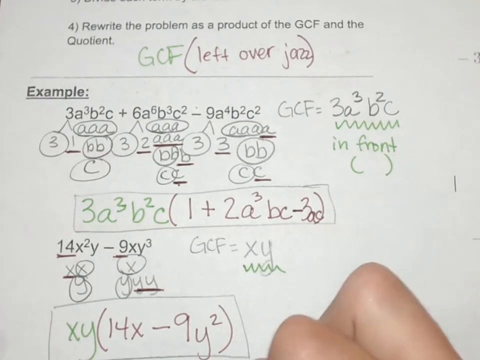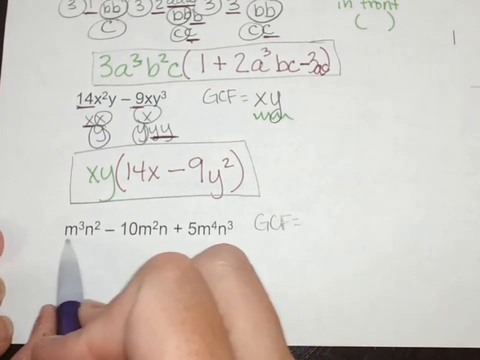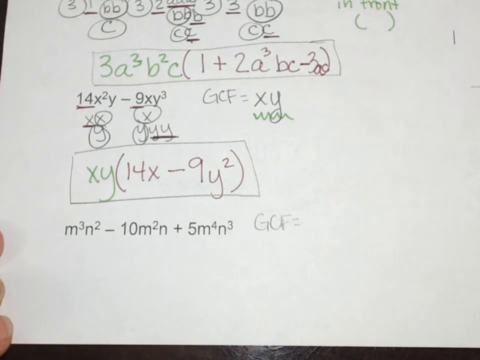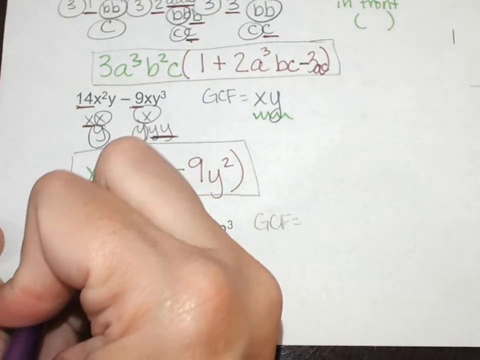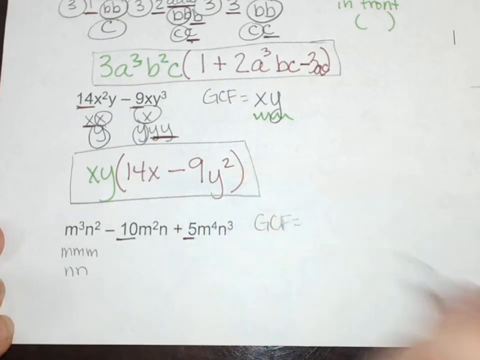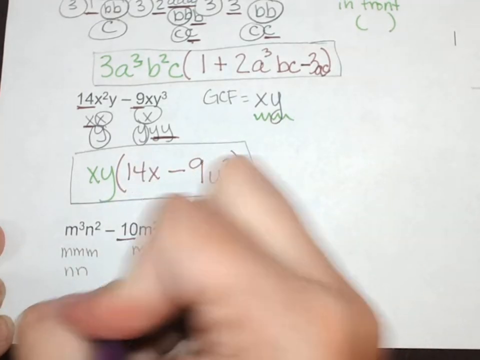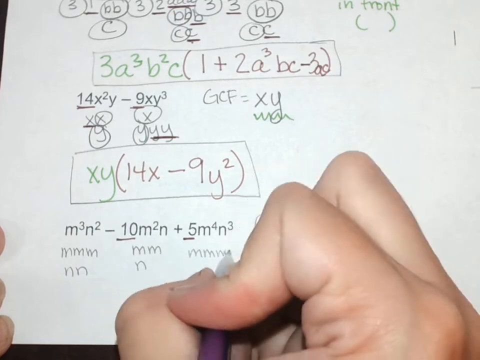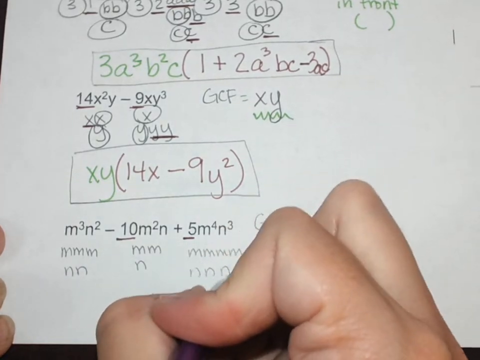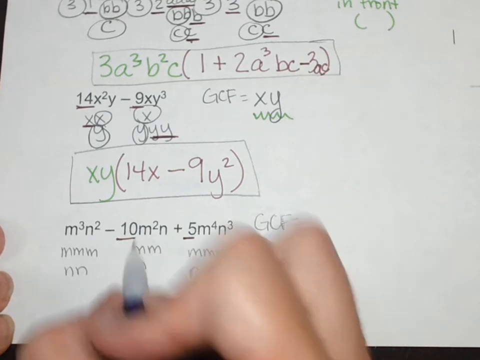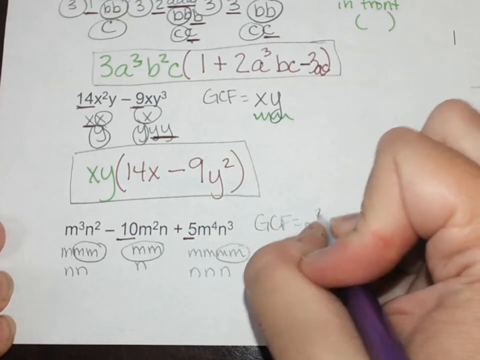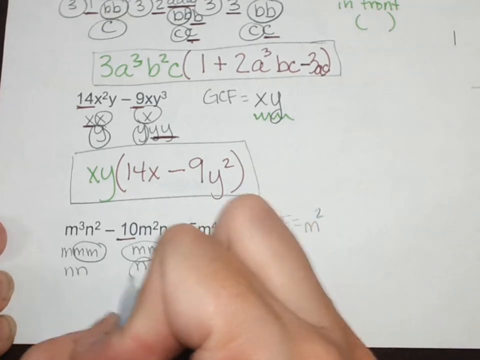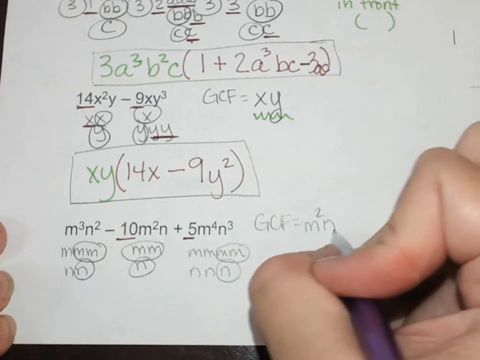All right, let's look at the next one. Greatest common factor for m's and n's. I don't see any coefficients other than 1, so I'm going to leave my 10 and my 5 in place. Now, I can look at the m's, though. I have 3 m's and 2 n's in the first term, 2 m's and an n in the second term, and then 4 m's and 3 n's in the third term. So for my m's, the greatest common number of m's I can factor out is going to be 2. So I've got m squared as part of my GCF. Now looking at my n's, I'm going to take one n out and factor it away.